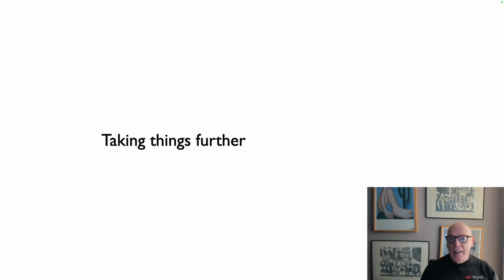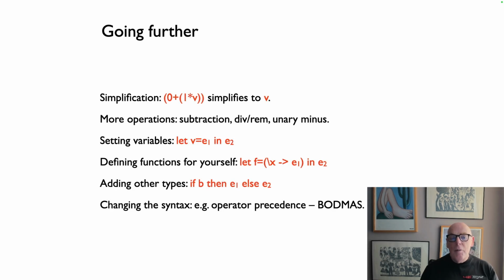The nice thing about an open-ended example like this is there's lots of ways of taking what we've done further in a number of different directions. For example, I didn't talk about how to do simplification, that you can do over expressions, you can simplify things without evaluating them. You could add more operations like subtraction, division and remainder and so on. You could extend the language to allow setting variables or defining functions for yourselves, or even adding other types like booleans.